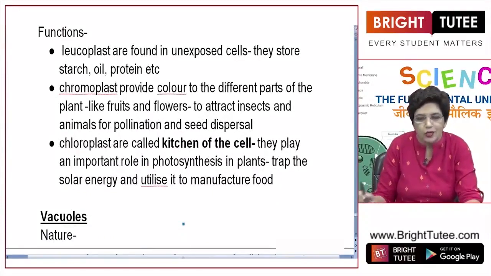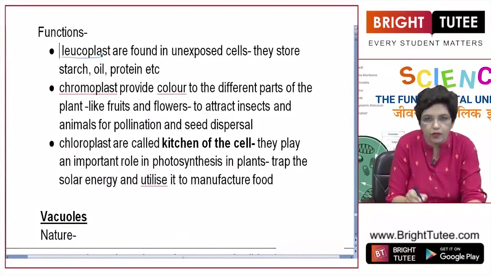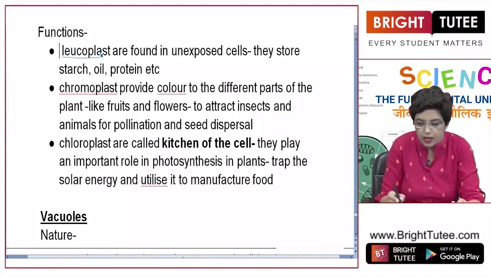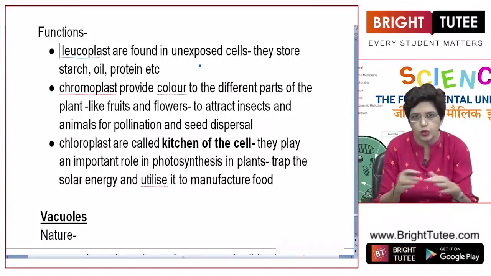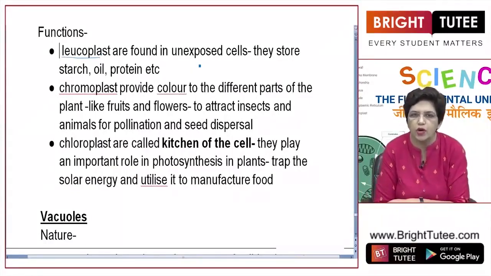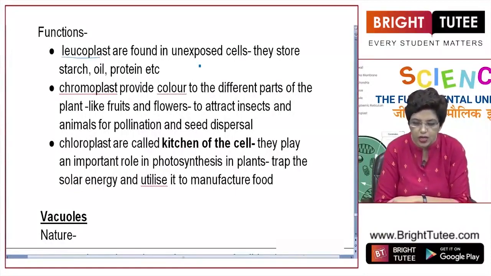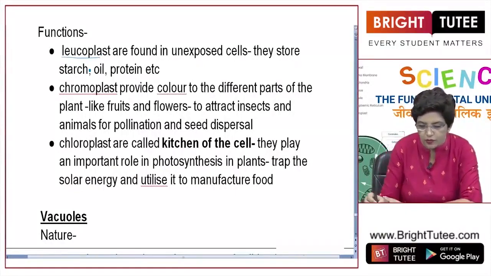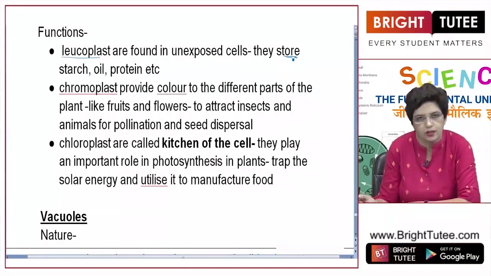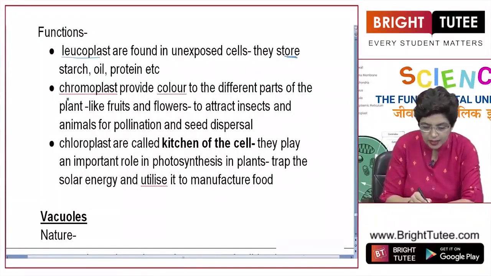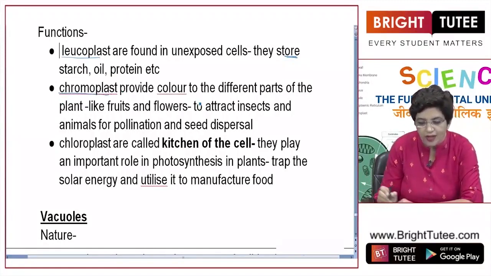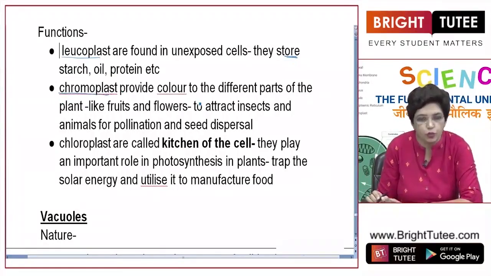The function: leucoplasts, which are colorless or white in color, are found in unexposed cells, which are not exposed, like inside the stem or inside the big branches or in the roots. So the function is storage. They store starch, oil, protein, and other important substances for the plant. Next is the chromoplast. They provide color to different parts of the plant, like fruits and flowers.